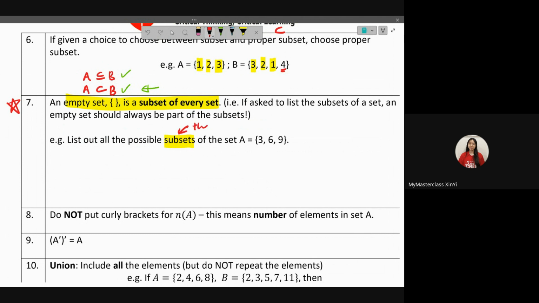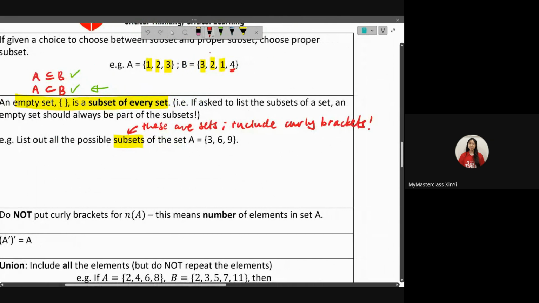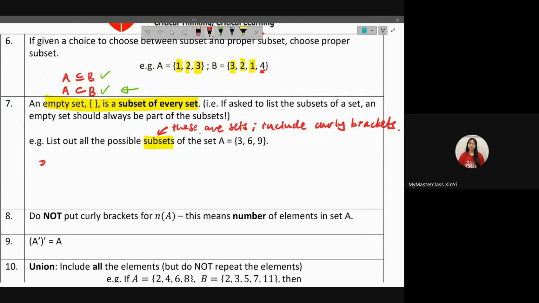Okay, these are sets. So what are the possible subsets of this set consisting of the elements 3, 6, and 9? First, your empty set will be a subset of every other set. So that is your first subset, the empty set.